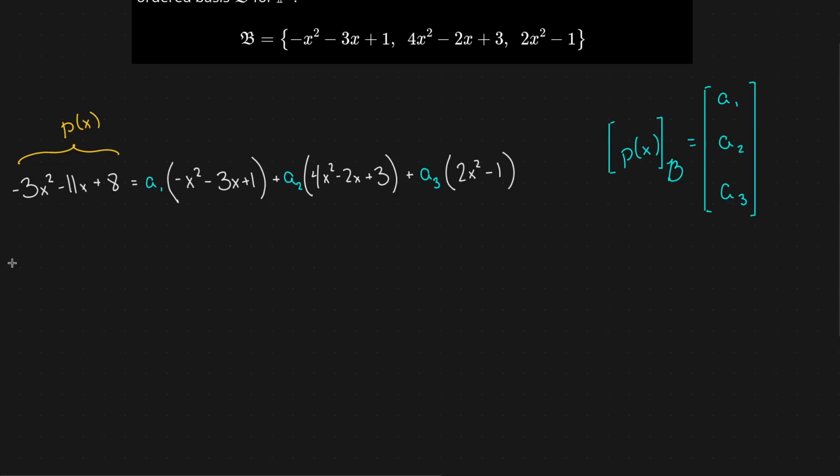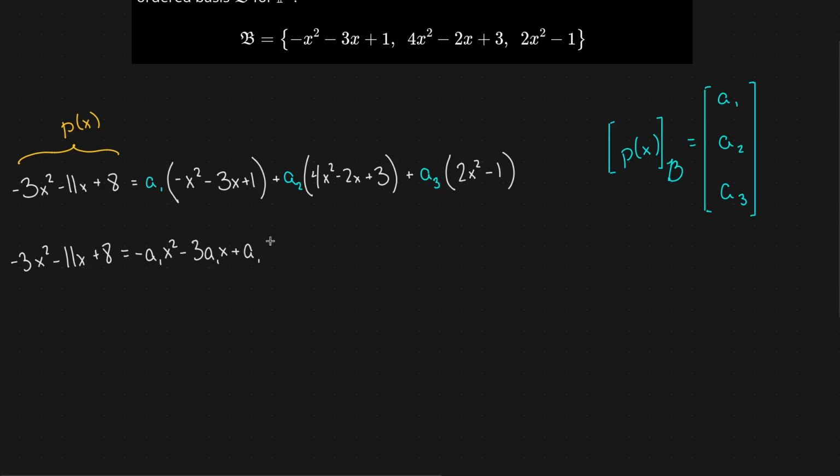So I'm going to leave the left-hand side alone. I'm going to start by distributing a1 and a2 and a3 on the right-hand side. If I distribute a1, I get negative a1 x squared minus 3 a1 x plus a1.